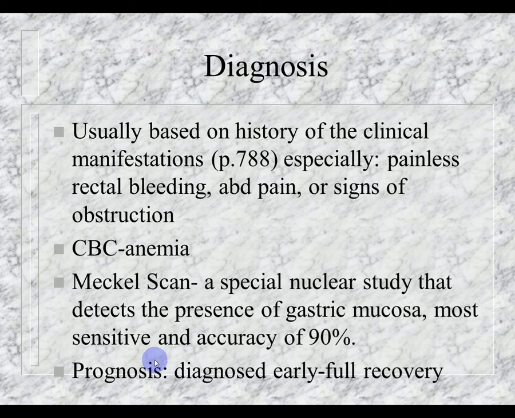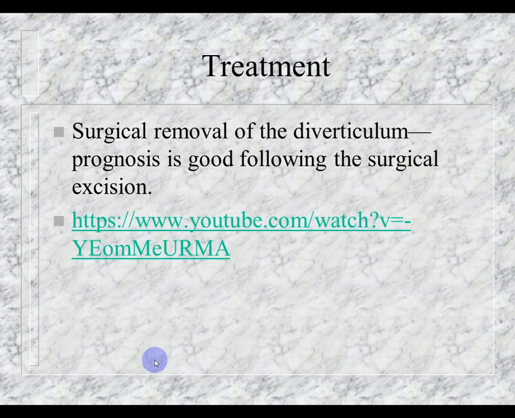All right, so we've got abdominal pain, painless rectal bleeding, and can have signs of obstruction and sometimes anemia and shock with this one. So treatment is surgical removal of the diverticulum. Prognosis is good following the surgical excision. There's a really good video that shows you the removal of that. First of all, it explains the procedure, but there's a good one in here also if you YouTube it that shows you how they're removing that diverticulum.